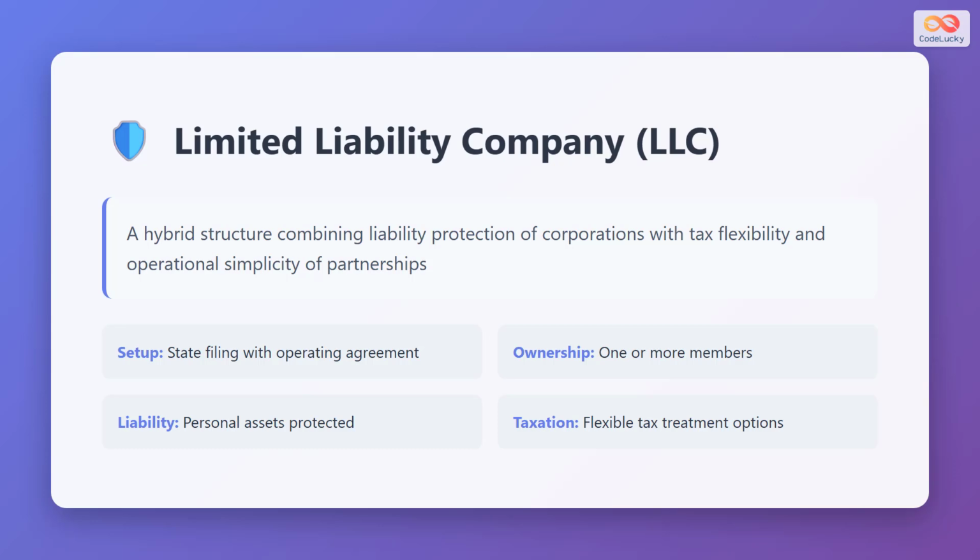A limited liability company, or LLC, is a hybrid structure that combines the liability protection of corporations with the tax flexibility and operational simplicity of partnerships. To establish an LLC, you must file formation documents with your state and create an operating agreement. Ownership consists of one or more members who can be individuals or other entities. The key benefit is that personal assets are protected from business liabilities. LLCs offer flexible tax treatment options, allowing members to choose how they want to be taxed.